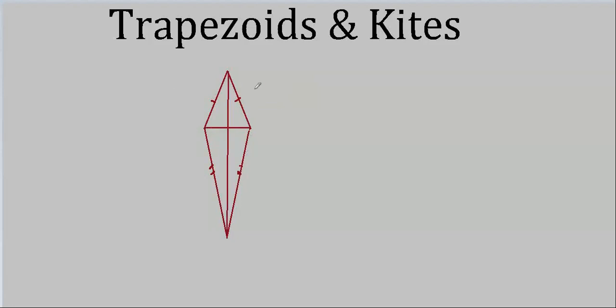There's a couple of things to know about a kite. Number one, its diagonals are perpendicular. And that kind of makes sense if you think of this as two isosceles triangles put together. The angle bisector is perpendicular in an isosceles triangle, and in fact it coincides with the segment bisector. In other words, the angle bisector bisects the opposite side in an isosceles triangle.